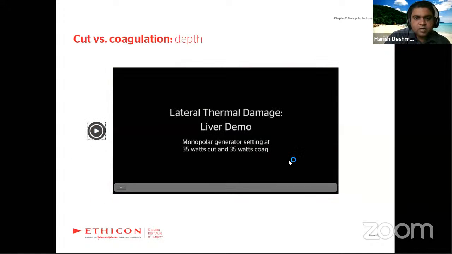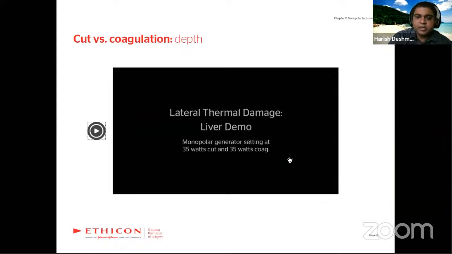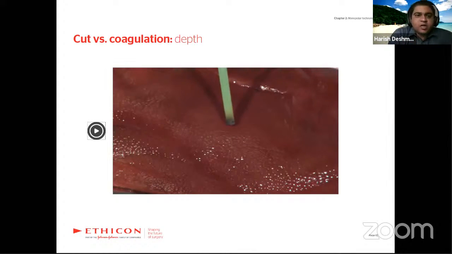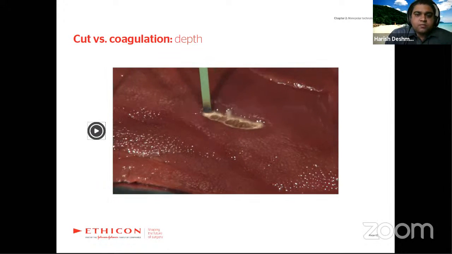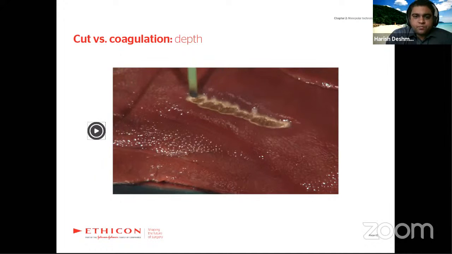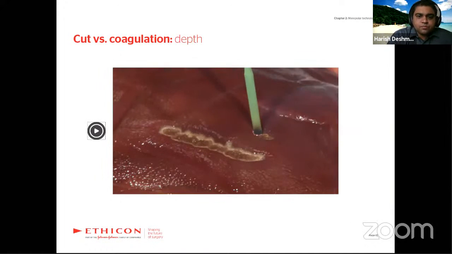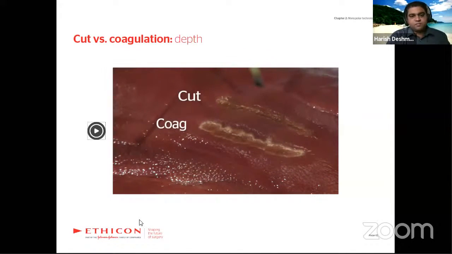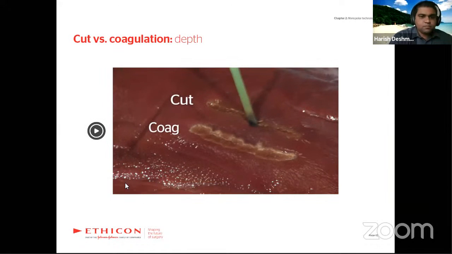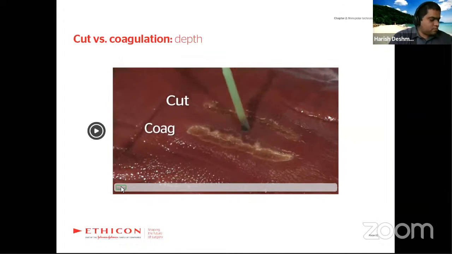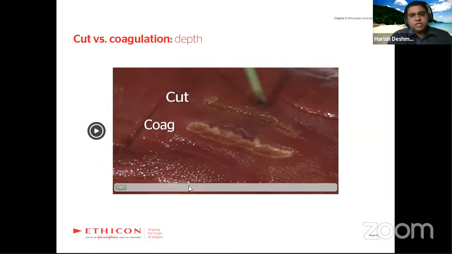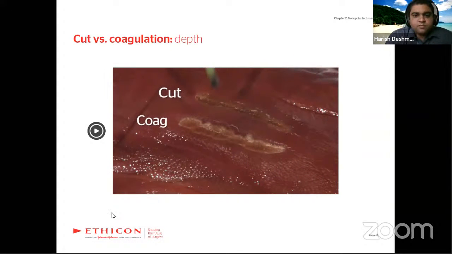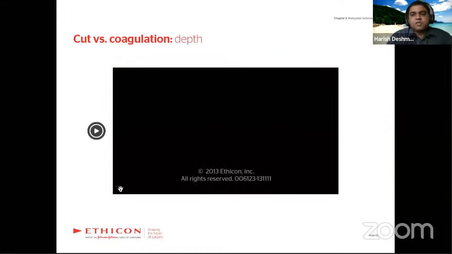This is another beautiful video which shows how deep a cut mode or a coagulation mode goes when you are using it on the tissue. The lateral thermal spread, which we talk about basically. So if you see, cut mode doesn't give you as deep a cut compared to coagulation mode. So the lateral thermal spread in case of coagulation mode is more compared to cut mode.